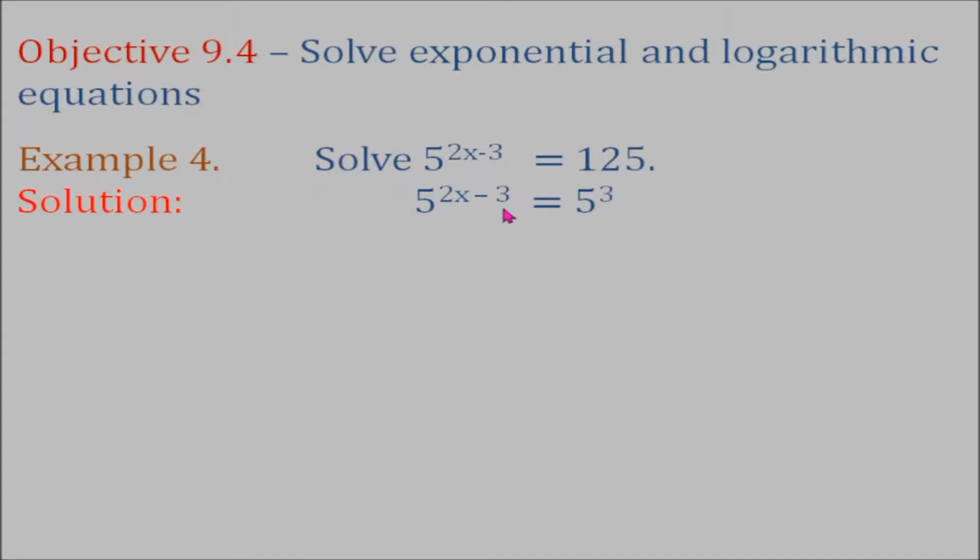And we have equal bases. Since the bases are equal, we can just equate the exponents. So it's 2x minus 3 equals 3. Adding 3 on both sides, we have 2x equals 6. And dividing both sides by 2, we have x equals 3.